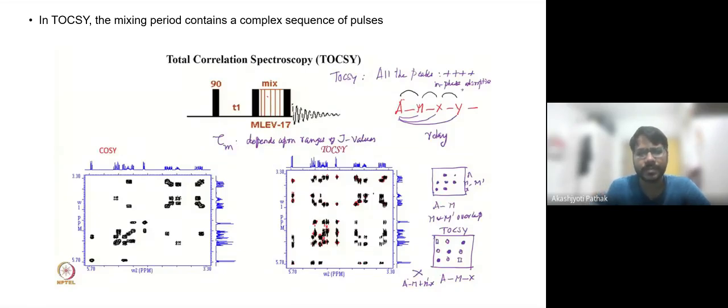Now, you have the mixing time that you provide, which has complex magnetization transfer sequences, and as a result you can get a relay, and the entire J-coupled spin system information can be obtained in the case of a TOCSY, when you do a total correlation spectroscopy experiment.